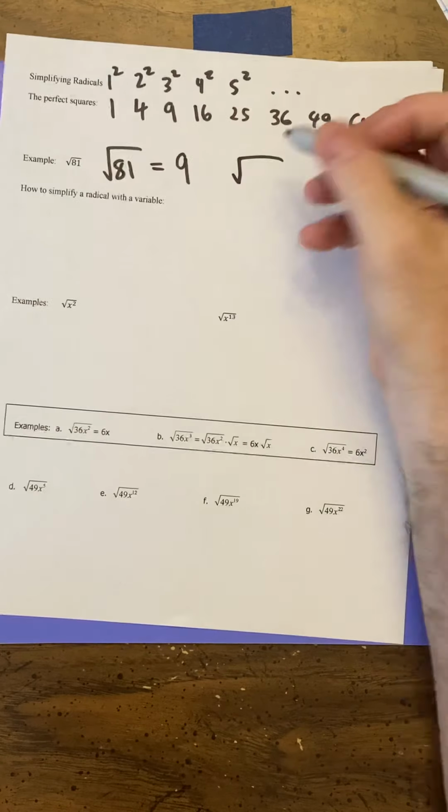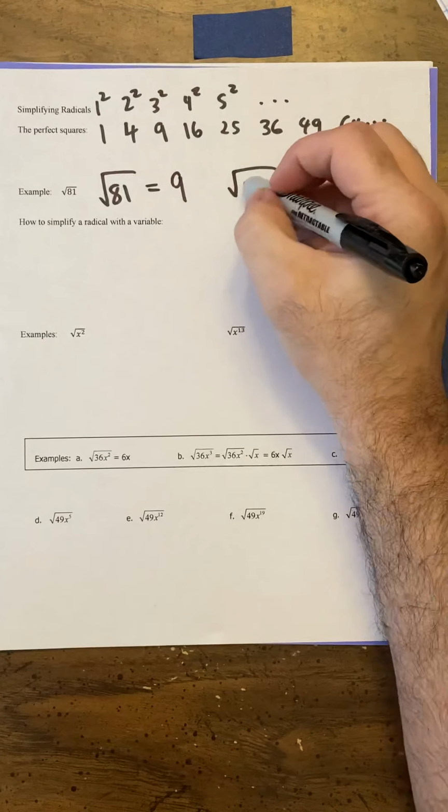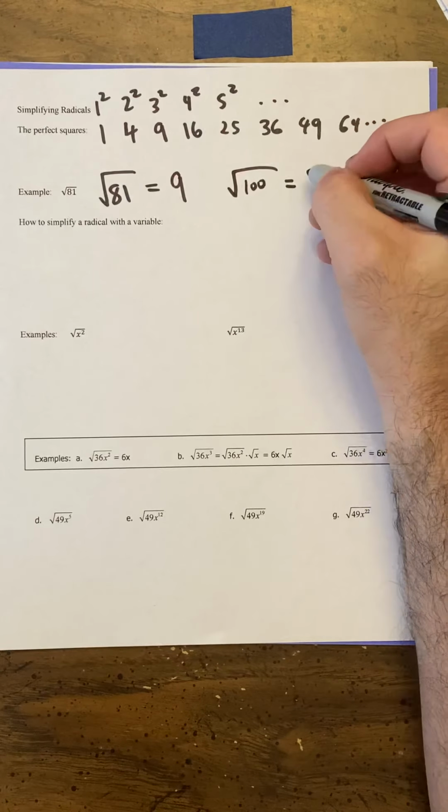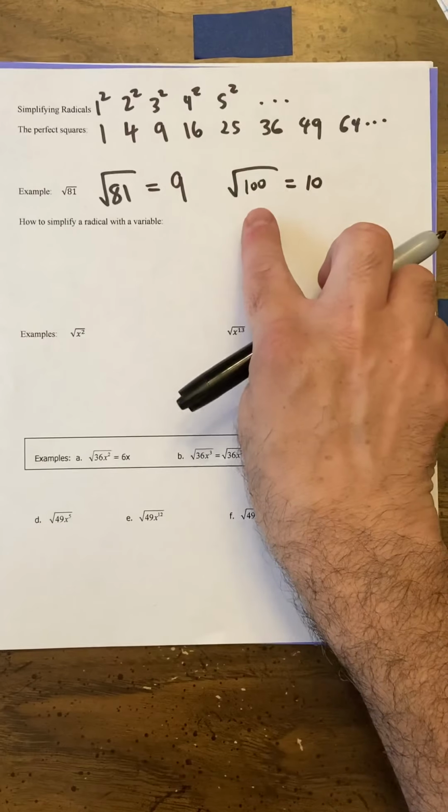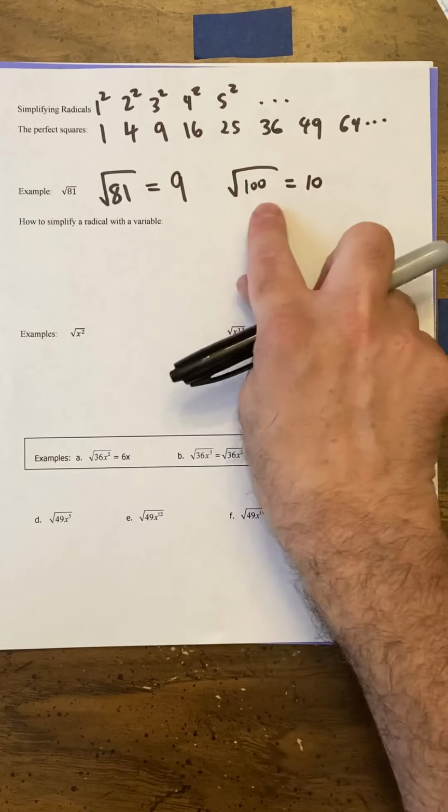And we could do another perfect square. Let's say there's another one that's not on the list, square root of 100. What do you think that would be? Obviously, it's going to be 10. So that's how you simplify square roots with the square roots of perfect squares.